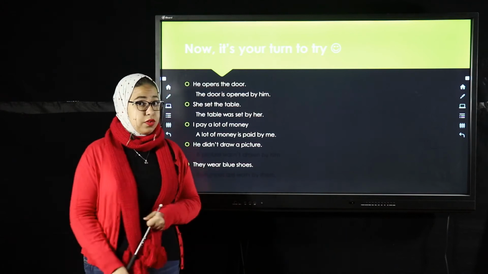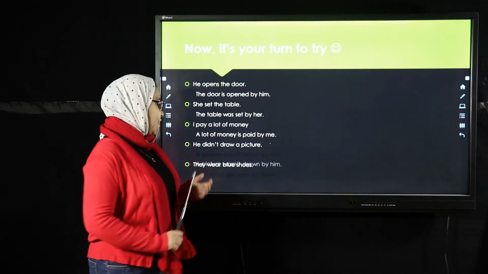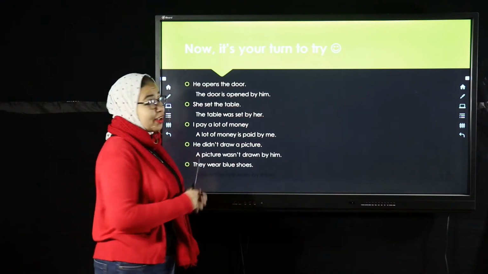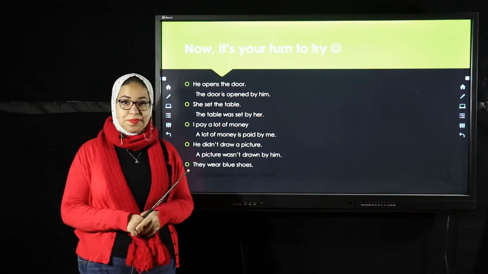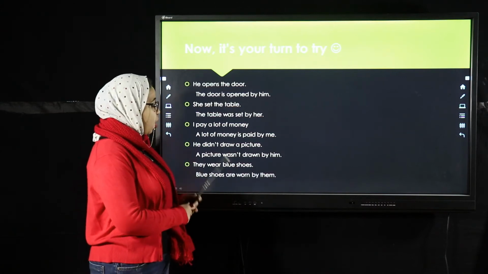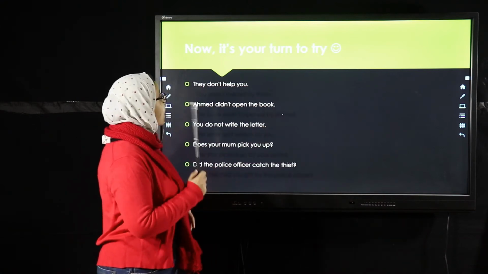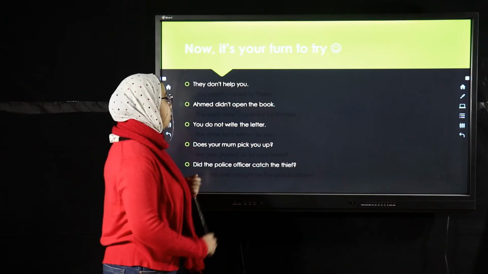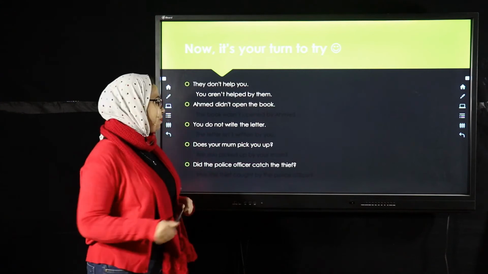This is the negative, so take care. The picture wasn't drawn by him. See, I put it in the negative. The last one, they wear blue shoes. Excellent. Blue shoes are worn by them. Okay, let's see what's coming next. They don't help you. Also negative. You aren't helped by them.